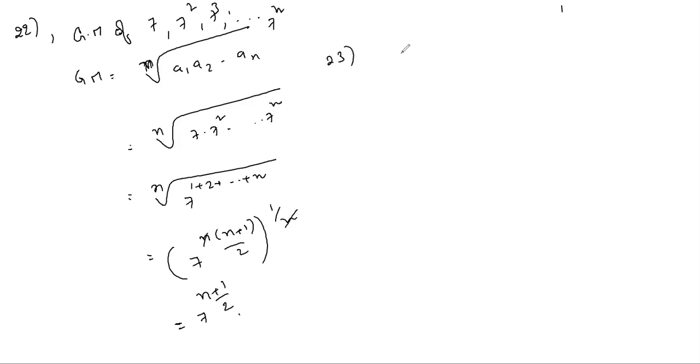Sum of 20 terms of the sequence 1 into 3 square plus 2 into 5 square plus 3 into 7 square plus and so on. 20 terms we have to find. First we have to write the nth term and apply sigma notation. 1, 2, 3 and so on, and 3, 5, 7 are in AP, so 2n plus 1 whole square, n equals 1 to 20.